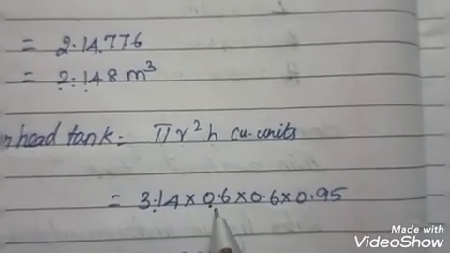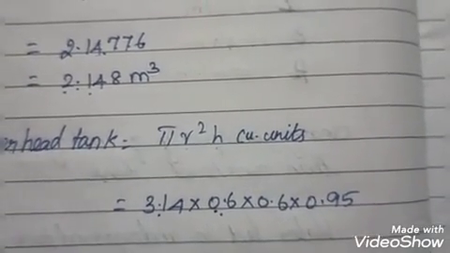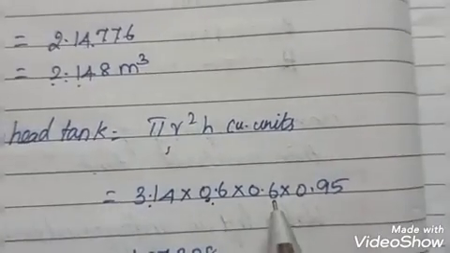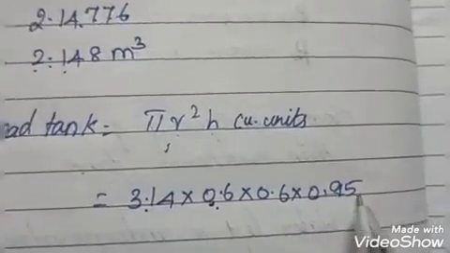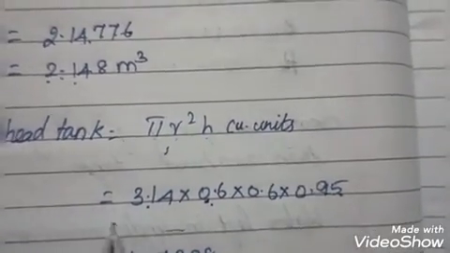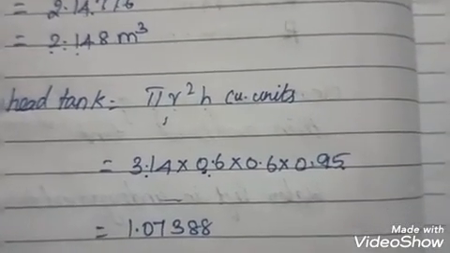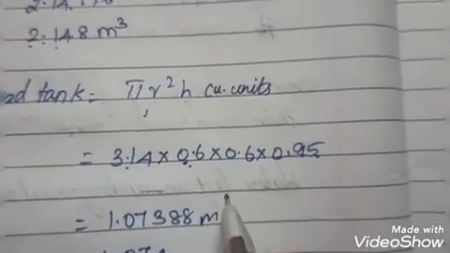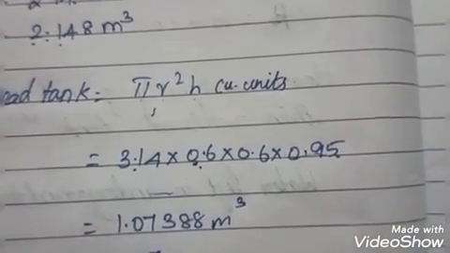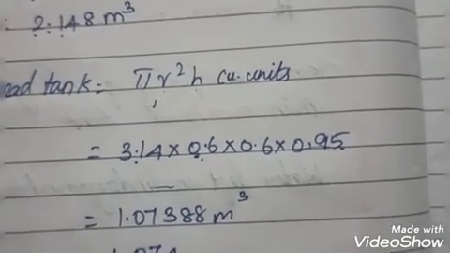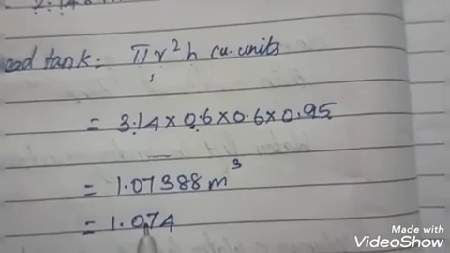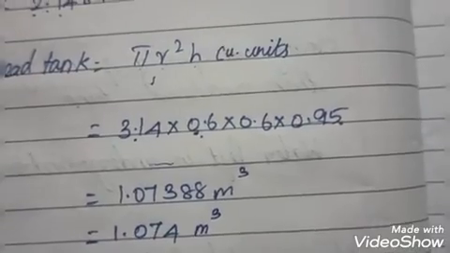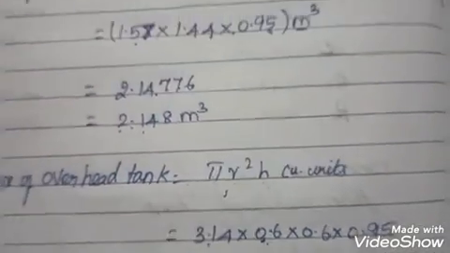It is already explained in the question. Okay, so r square means you need to multiply twice. So 0.6 into 0.6, and the height is 0.95 meter. If you multiply these four values, you get 1.07388 meter cube. So approximately you can write 1.074 meter cube.